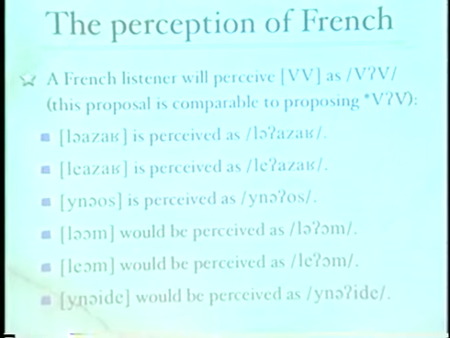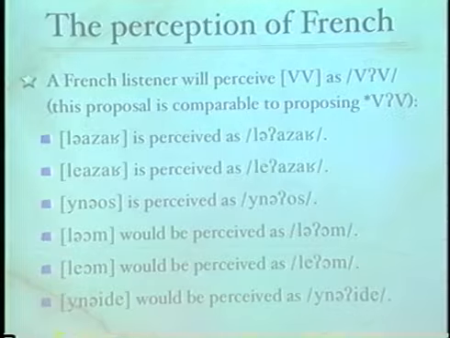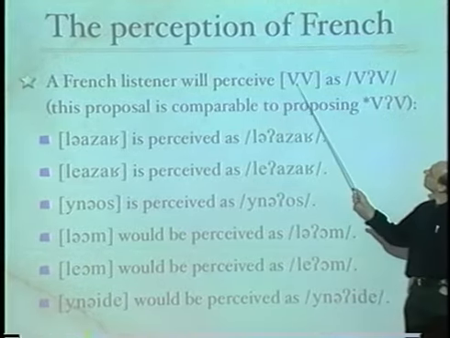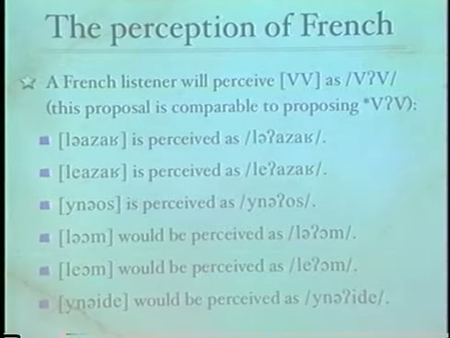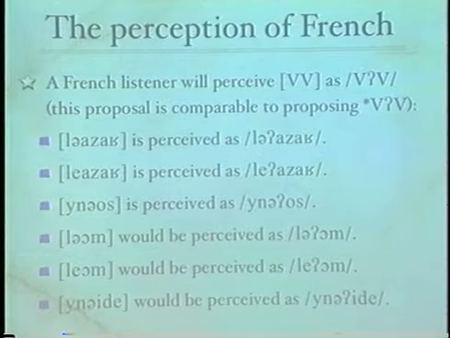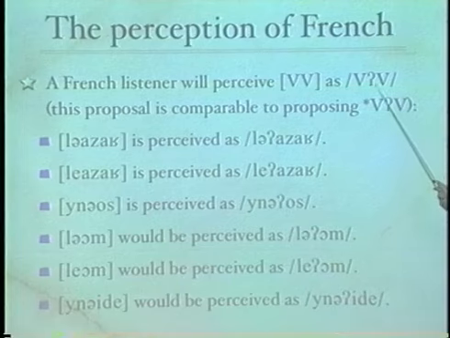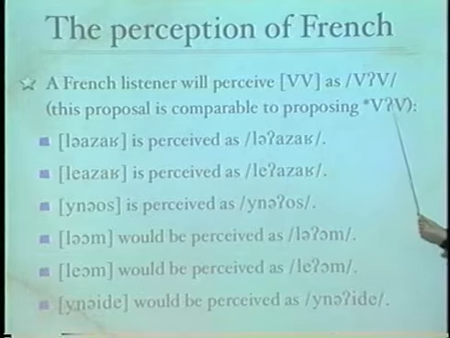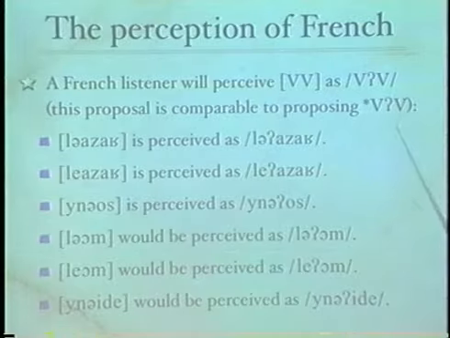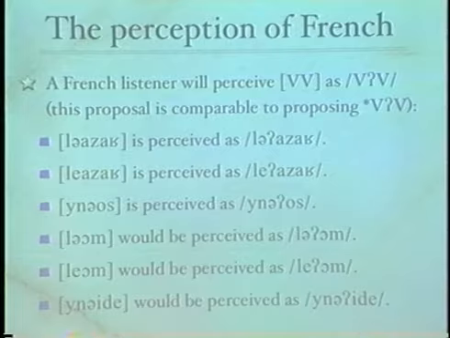So, a simple proposal. The French listener will perceive an overt sequence of two vowels, like ea, as containing a glottal stop. So even if it's not auditorily present or actually articulated, it's what the perceiver creates. You can do that, right? As a listener. This proposal is comparable to proposing that constraint by Meisenburg and Gabriel, comparable in the sense that it's of comparable simplicity, or complexity rather.